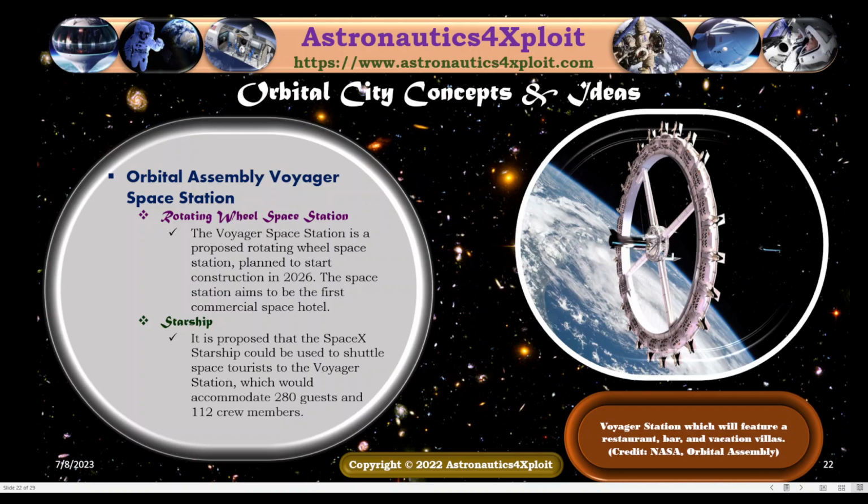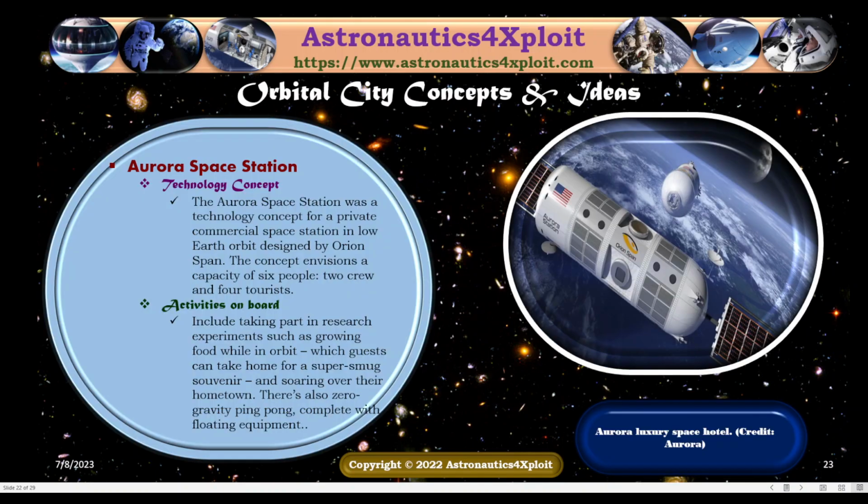Orbital Assembly Voyager Space Station is another orbital city concept. The Voyager Space Station is a proposed rotating wheel space station planned to start construction in 2026. The space station is aimed to be the first commercial space hotel. It is proposed that the special Starship can be used to shuttle space tourists to the Voyager station, which will accommodate about 280 guests and 112 crew members. Voyager Space Station, which will feature a restaurant, bar and vacation villas, is shown in this picture.